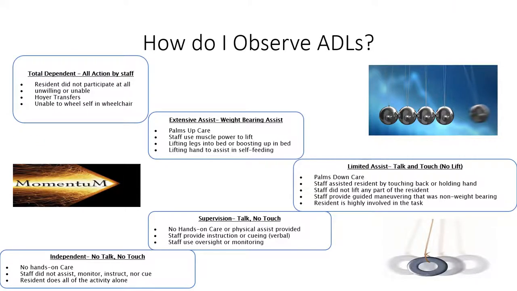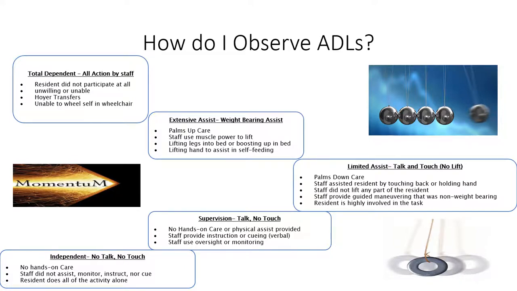So, how do I observe ADLs? You can look at it from the top. You have a resident that is totally dependent. All action is taken by staff. Resident did not participate at all. They're unwilling or unable. They're a complete Hoyer transfer, or they're unable to wheel themselves in their own wheelchair. That is totally dependent. Extensive assistance would mean a resident that has more ability than total dependence to do their own care.